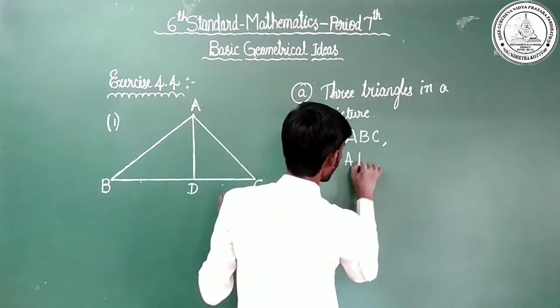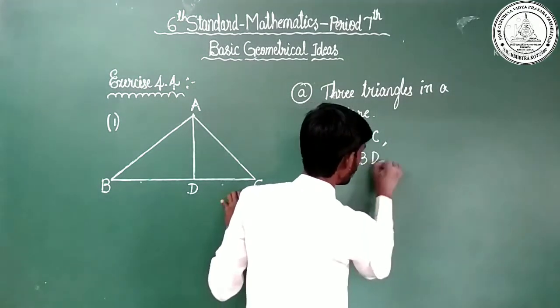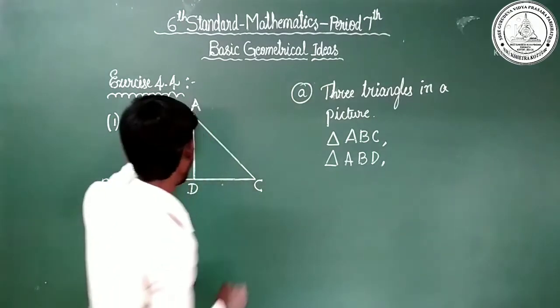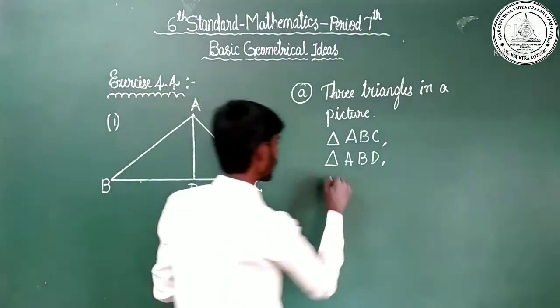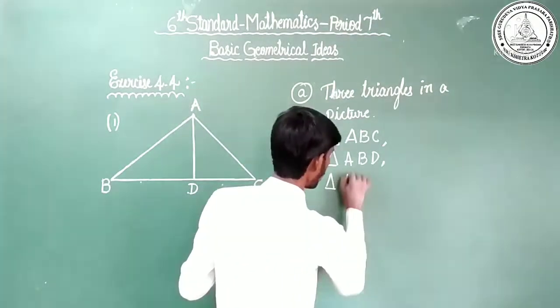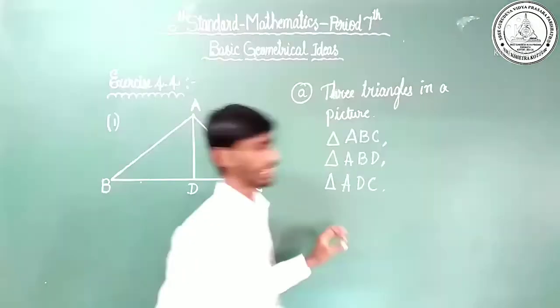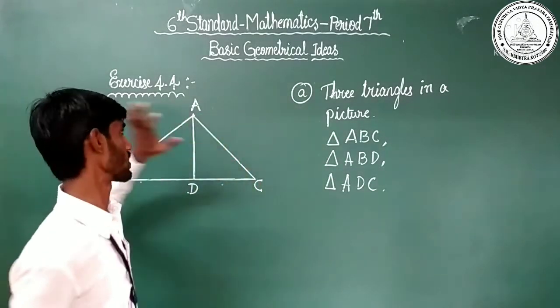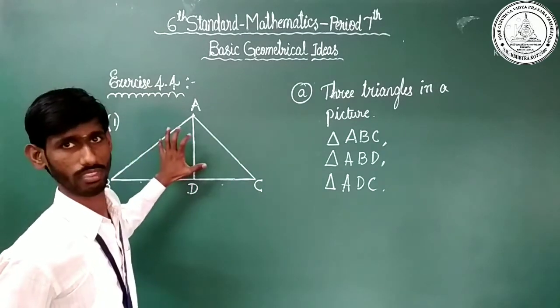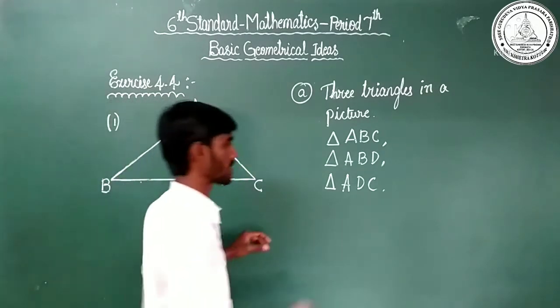Triangle A, B, D. Next, A, D, C. Triangle A, D, C. These are all the three triangles present in the given picture. Okay, the first question is clear.